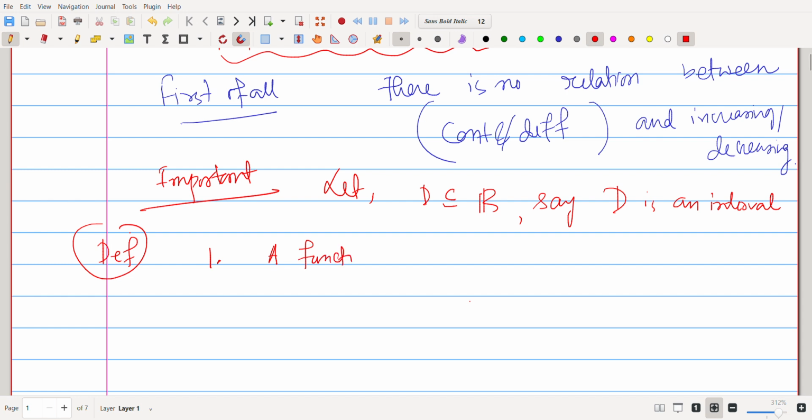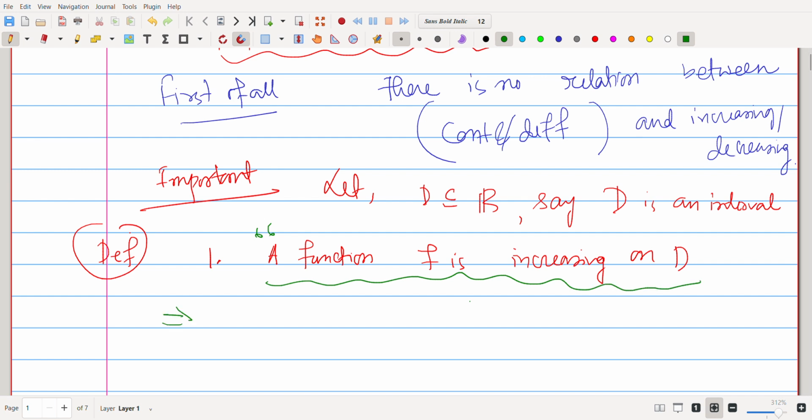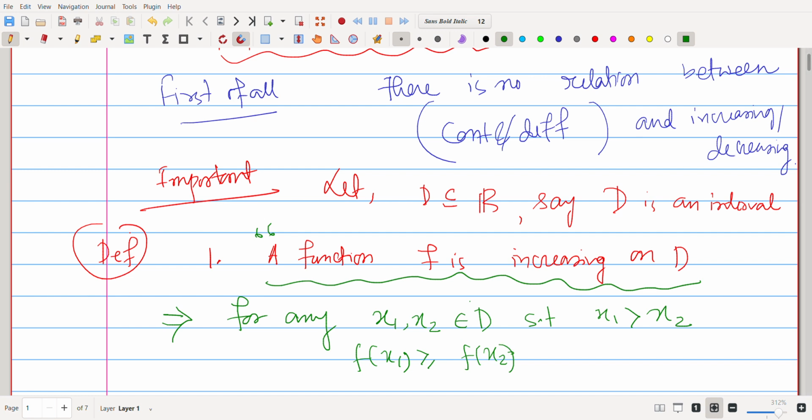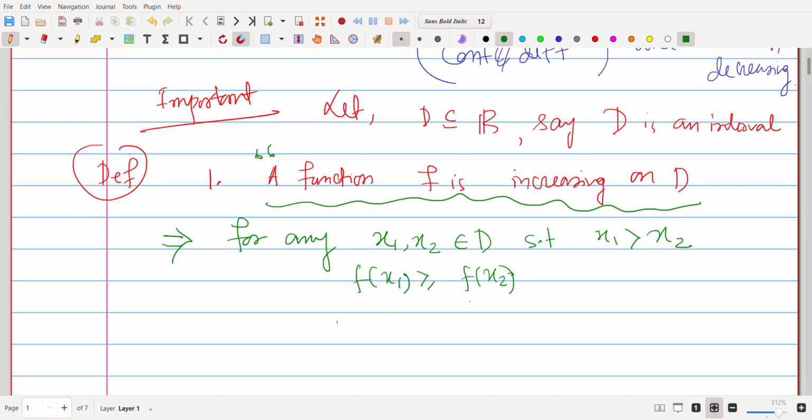A function f is increasing on D. What is the meaning of this statement? For any x1, x2 belongs to D such that x1 greater than x2, f of x1 is greater or equal to f of x2, and f of x1 is greater than f of x2 in case of strictly increasing.